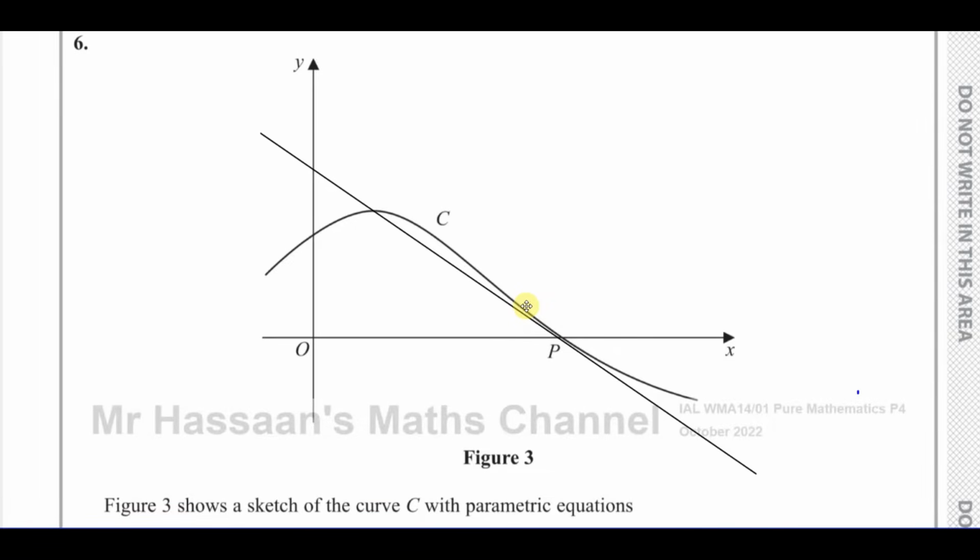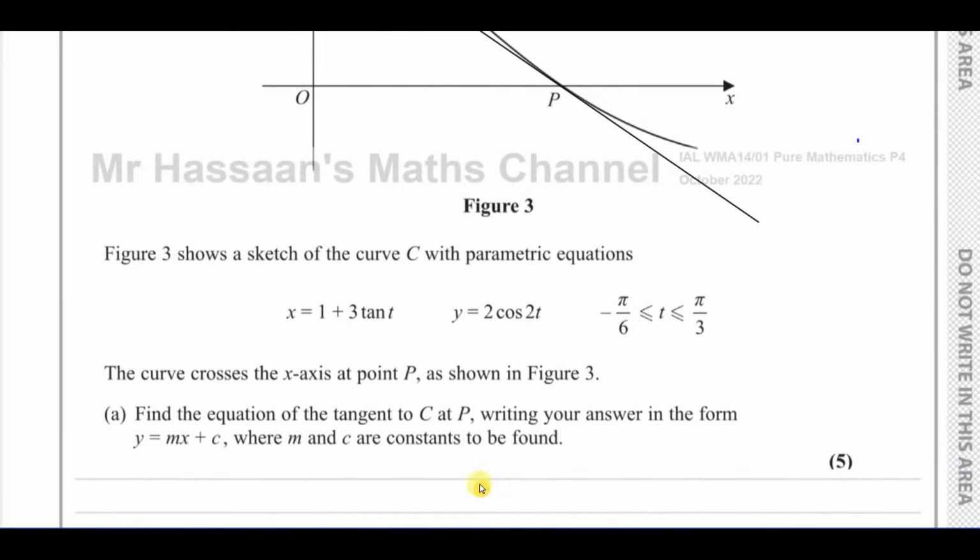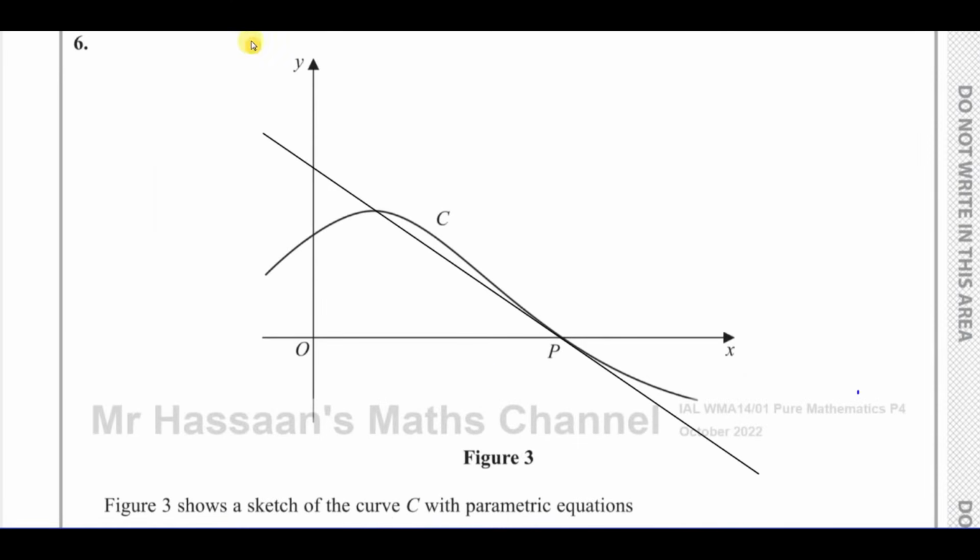And to find the equation of a straight line, we need two bits of information. We need to know the coordinates of the point that it passes through, and we want it in the form y equals mx plus c, right? So the point is P, which is basically x_P and 0. We know the y coordinate of P is 0. And we need to know the gradient of the tangent. These two things are what we need to know. So we need to find the x coordinate of P and the gradient of the tangent, and that will help us to find the equation of the straight line, which is the tangent.